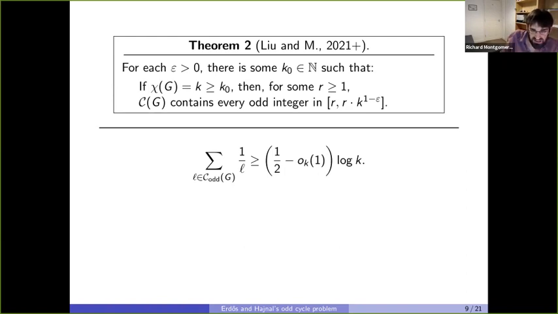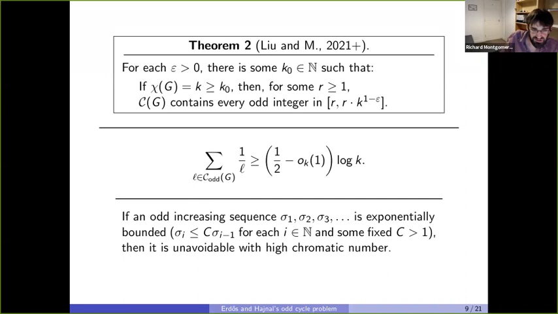which again you can show is tight, and indeed is tight because, yes, you're only summing over odd integers, so you just look at the complete graph. And again, for exactly the same reasons as before, fewer sequences can be shown with this result to be unavoidable with high chromatic number, but still ones that go much faster than exponentially bounded sequences. And then again, we knew that prime numbers therefore are unavoidable with high chromatic number.